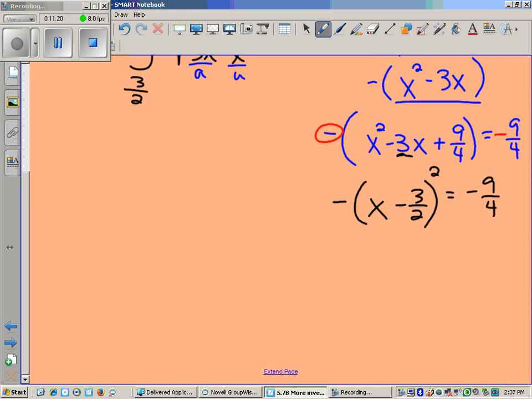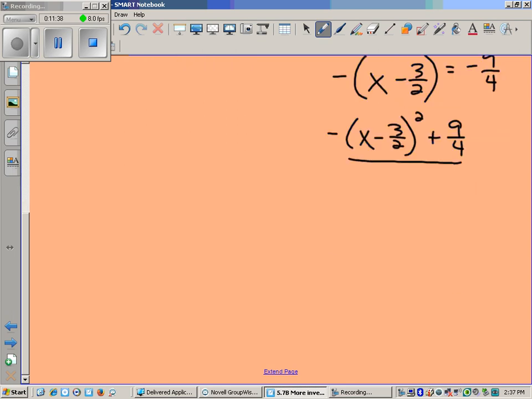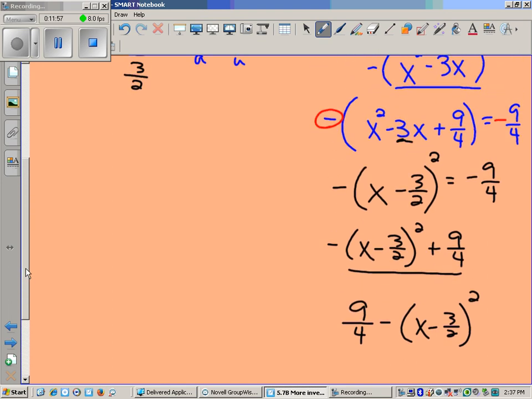Okay, on this side I have my negative 9/4. Could I actually bring him over? I'm going to bring him over to the same side and make him a positive 9/4. Okay? And since I need this to look more like one of my trig inverses, and I want this negative to be in between, could I rearrange this back to its original form where the 9/4 is in the front minus an x minus 3 halves squared? Okay, I just rearranged it in a different order.